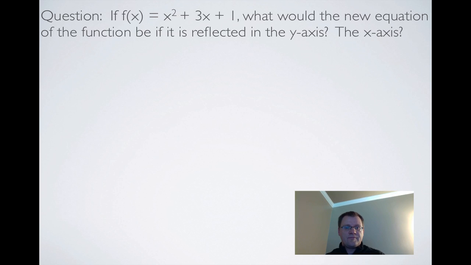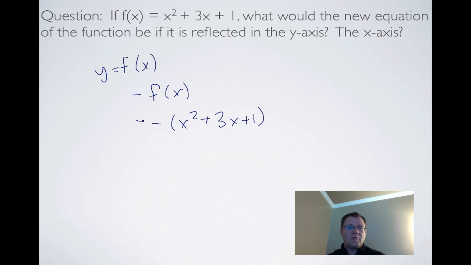Part B, we're going to find out what happens when it's reflected in the x-axis. So we said if it's reflected in the x-axis, we don't have y values anymore. And remember that y is the same as f of x. So we actually have a negative f of x. We have the y values switching signs, so negative f of x. Well, if f of x is x squared plus 3x plus 1, the negative f of x would be the negative of that function.